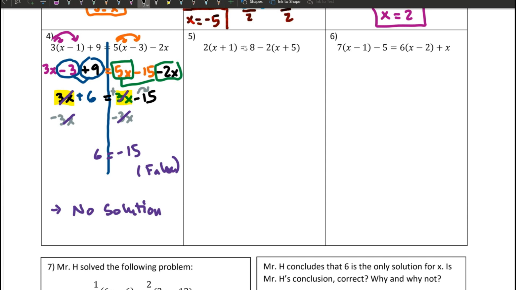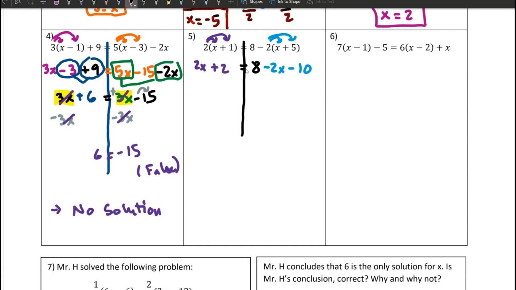Number 5. Okay, you can try it out before I give you the answer. Number 5, distribute 2 into parentheses. That will give you 2x plus 2 equal to 8. Distribute the 2, so minus 2x minus 10. Make sure you have negative 10 here. That is the most common mistake.